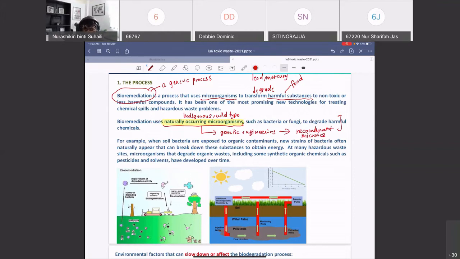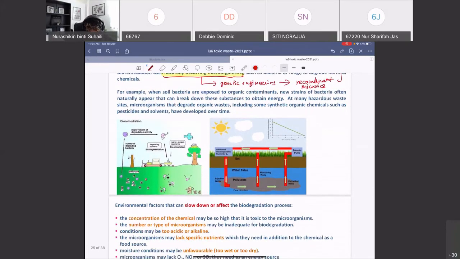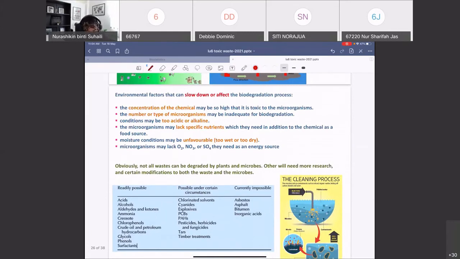Okay, for example, when soil bacteria are exposed to organic contaminants, strains of bacteria often naturally appear that can break down these substances to obtain energy. I think I've covered the points here. Microbes degrade organic waste, including synthetic organic chemicals. Right. So the environmental factors can slow down or affect the biodegradation process.